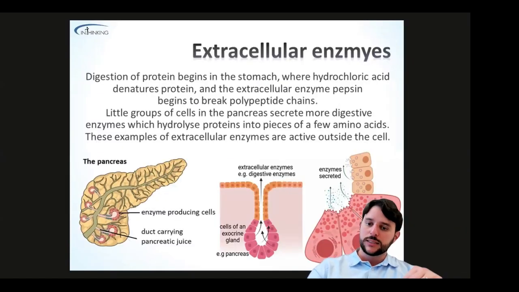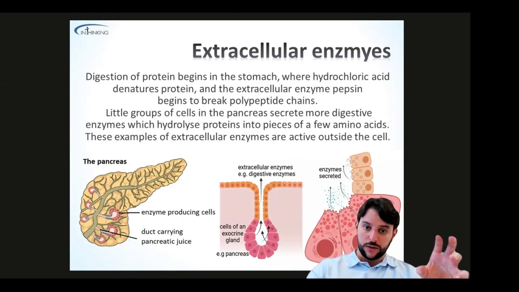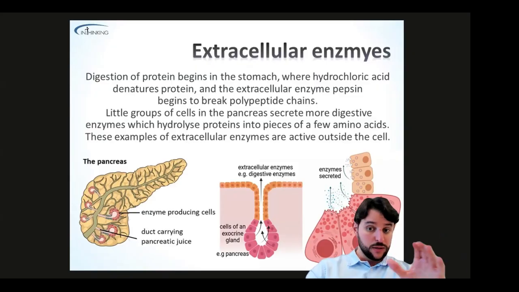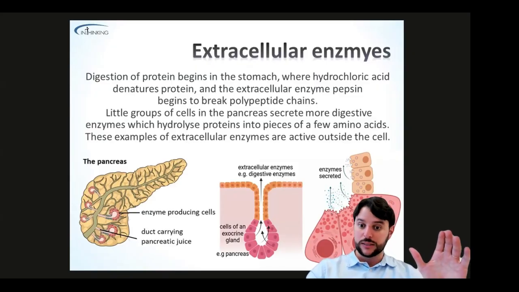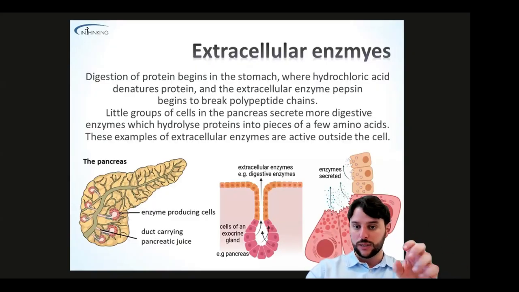They're produced inside, of course. They're transcribed and translated in the cytosol, the cytoplasm. But they're then fused with internal vesicles to be released outside of the cell membrane. So they're put outside so then they can do their job. Like here, you have an exocrine gland, and these proteins are being put outside. The best example are the digestive enzymes. In your intestine, they're released to work outside of the cell.